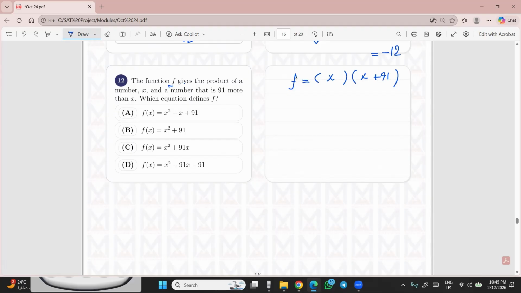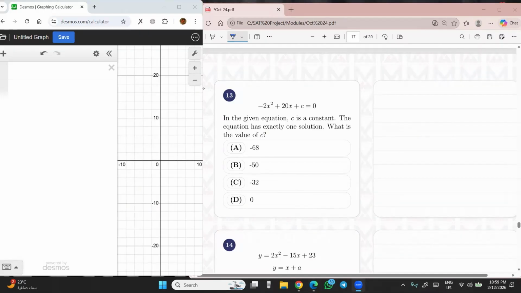Now we can find the answer here, but we have no parentheses mentioned, so we need to distribute. So f of x, for example, is equal to x times x, which is x squared, plus x times 91, which is 91x. So our answer is letter C.